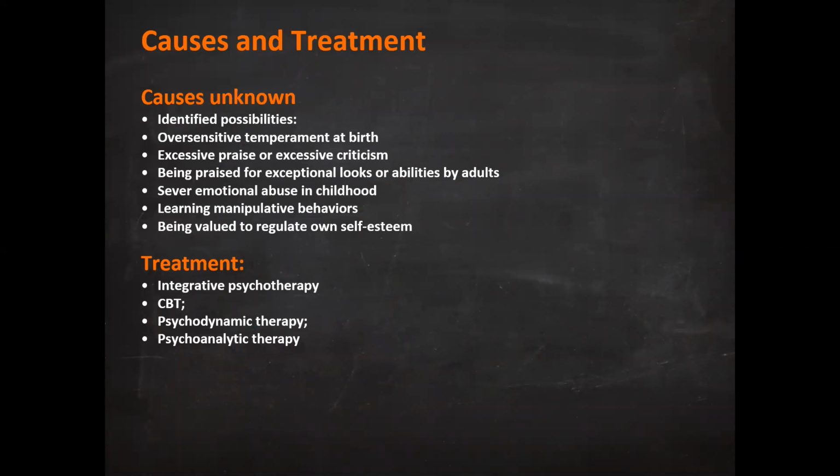Causes for narcissistic personality disorder are still unknown. The identified possibilities are oversensitive temperament at birth, excessive praise or excessive criticism by parents or peers, being praised for exceptional looks or abilities by adults, severe emotional abuse in childhood, learning manipulative behaviors from parents or peers, and using being valued to regulate own self-esteem. Treatment would consist of integrative psychotherapy, CBT, psychodynamic therapy, and psychoanalytic therapy.